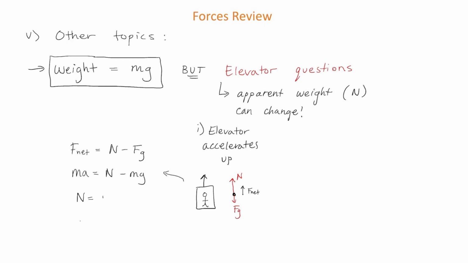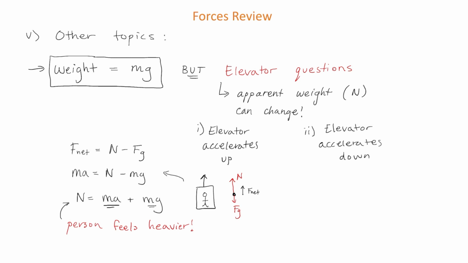And now I will rearrange this equation to isolate for the normal force. And look at this. The normal force is equal to mg, which is the person's actual weight, plus ma. And since the acceleration is positive, that means the normal force is going to be larger than the person's weight. And that's why the person feels heavier when they're in an elevator that's accelerating up.